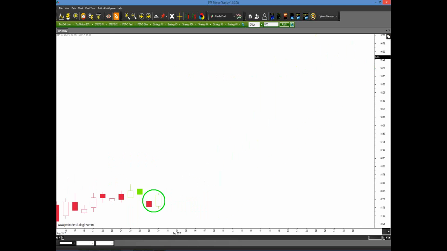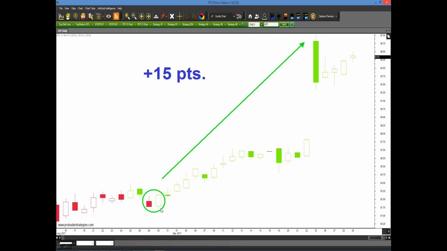Now, here's an example in GPC. Someone looking at this chart would say, well, Steve, we're just going sideways. There's absolutely no setup at all. There's no signal at all of what the trend is going to be. Well, yes, there is. We have a bullish engulfing pattern, which has a high level of consistency if it's in sync with the PET D. And yes, it is. Bar number 2 is colored green. So it's okay to take that, and 15 points to the upside.